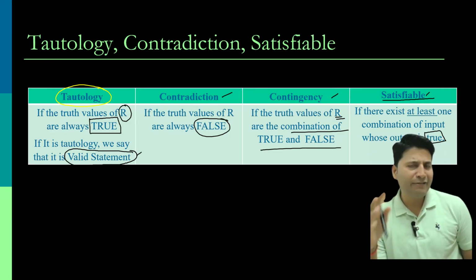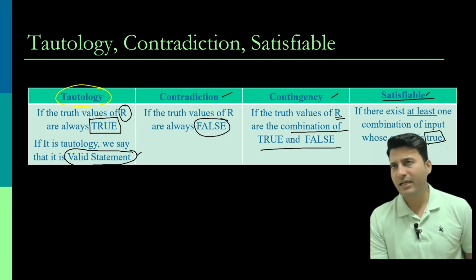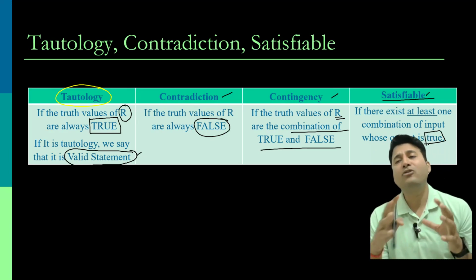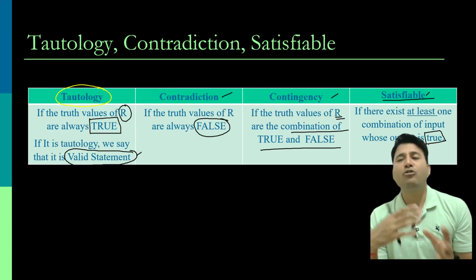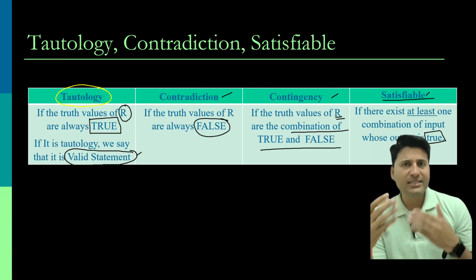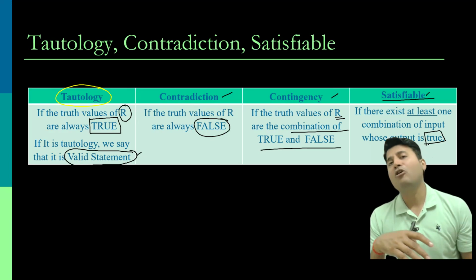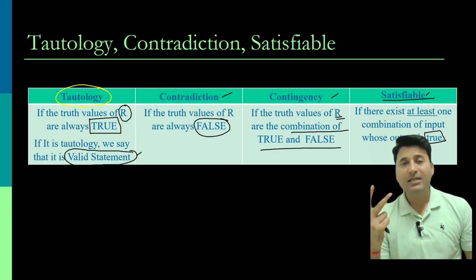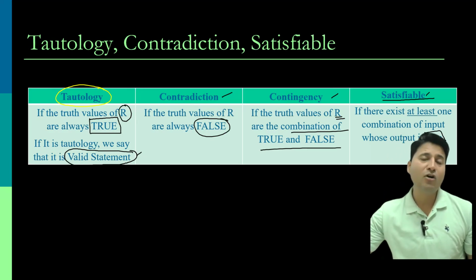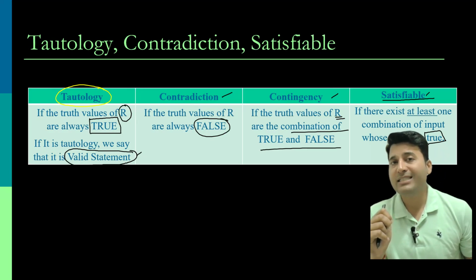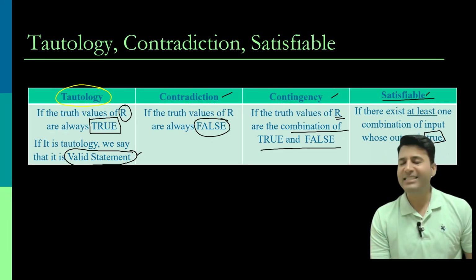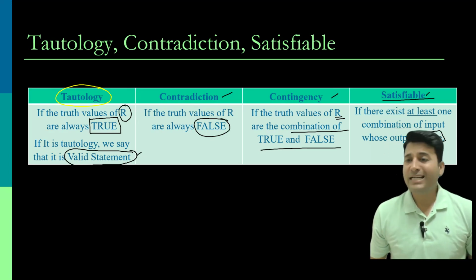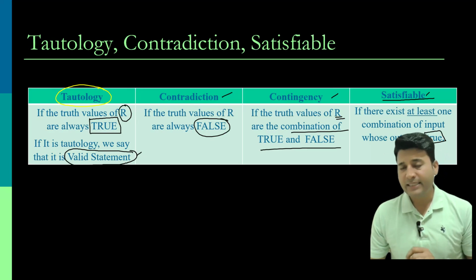In satisfiable, different authors have different approaches. A few of them say we are supposed to get one combination of input which gives the output as T. Some authors say at least one combination of true inputs. If two propositions are given, both of them are T, then the final column giving T is called satisfiable. Both of them are acceptable as they are there in literature, in logic. So satisfiable means at least one T.